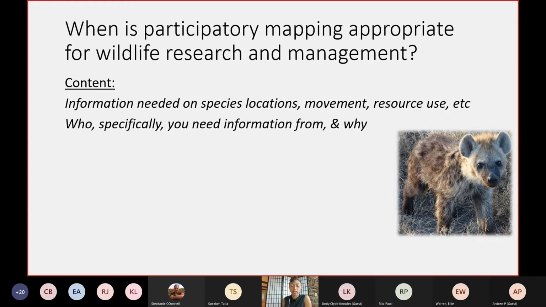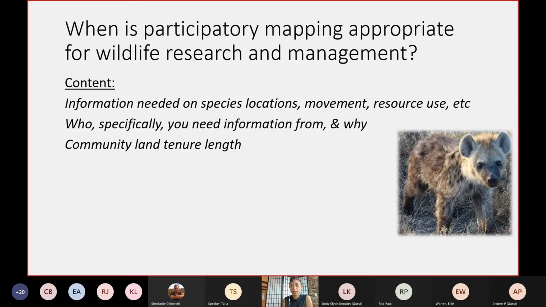Who is the research going to benefit, and how can you get them in the room? And making sure that you're not wasting people's time, but also making sure that you are having the right people involved in this process to get the information that they need and that you need. And then this one's a little bit tricky.